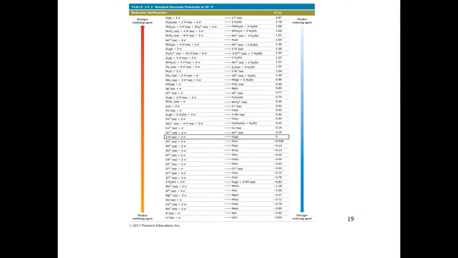Here is a table that we will discuss in our next section. This is standard electrode potentials at 25 degrees for many different species. And what I'd like for you to do is take a look at it. We will begin our next class by discussing this table and then doing some practice exercises with it.